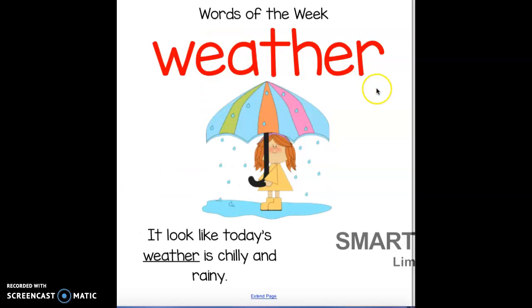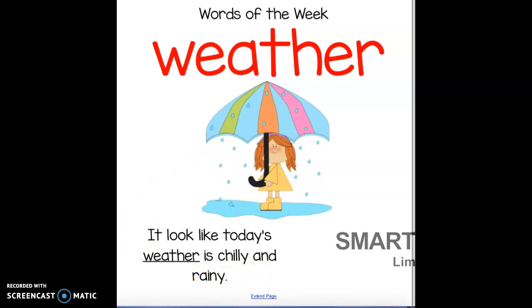Last word, weather. Weather. Eyes closed. Weather. It looks like today's weather is chilly and rainy.